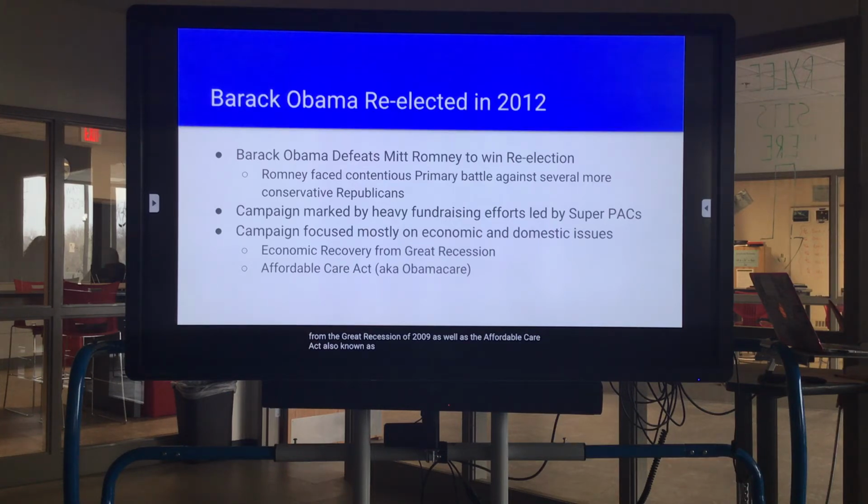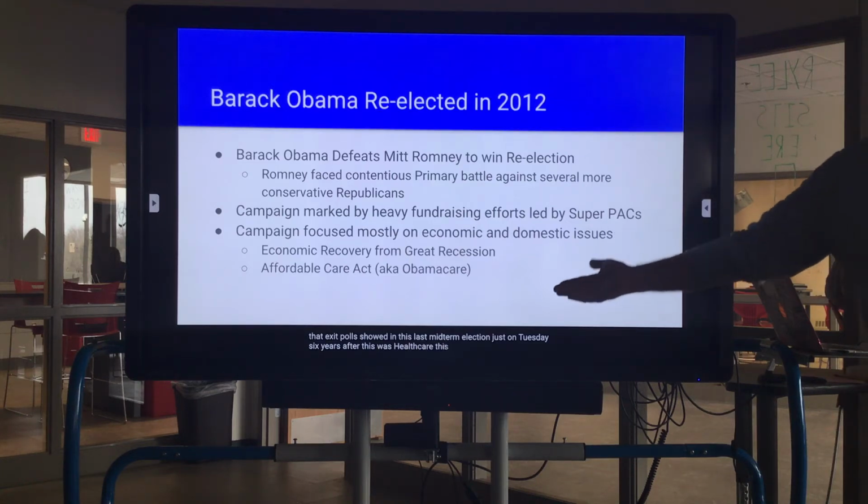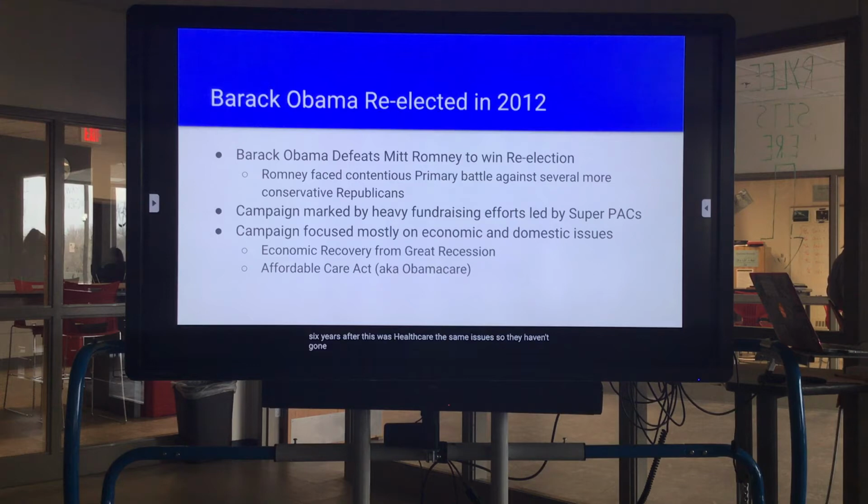as well as the Affordable Care Act, also known as Obamacare. What was one of the biggest issues that exit polls showed in this last midterm election just on Tuesday, 6 years after this? It was healthcare. The same issues. So they haven't gone away. They're still of concern to people, and people want politicians to help come up with a solution.